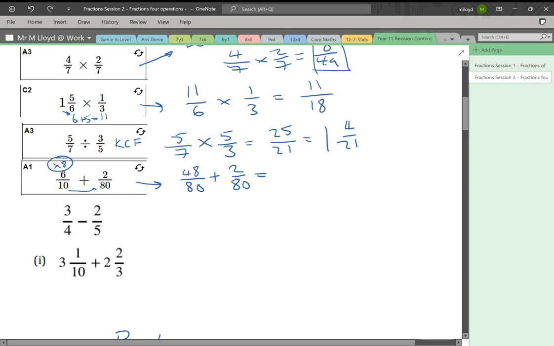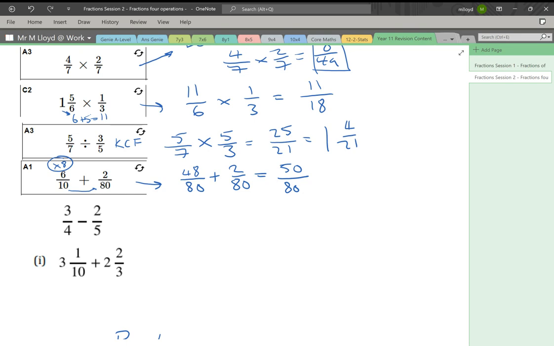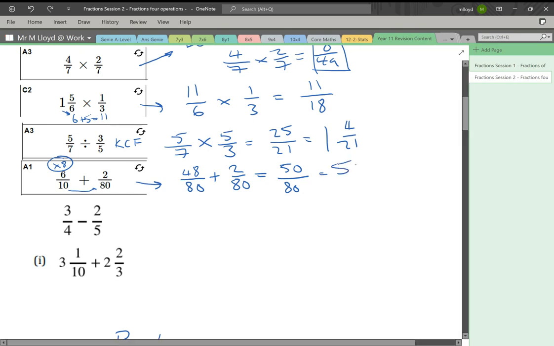Okay, we're going to add across. So 48 plus 2, 50. The bottom bits don't add. It's kind of like we're adding slices of pizza. It's saying 80ths. So we don't add it up to 160. It remains 80. And then finally, we simplify. And this one's a nice, easy simplification where we have 5/8.